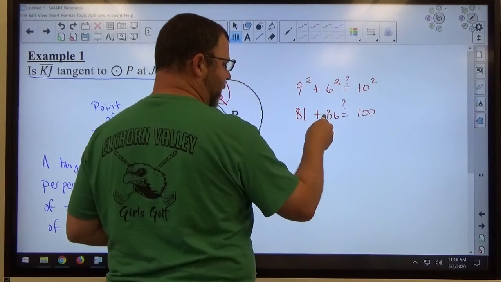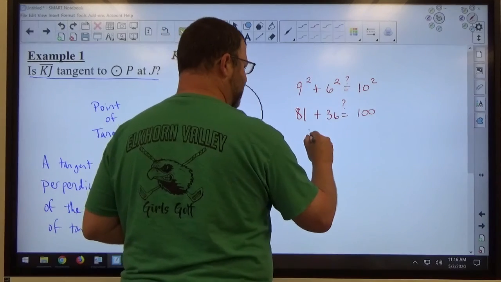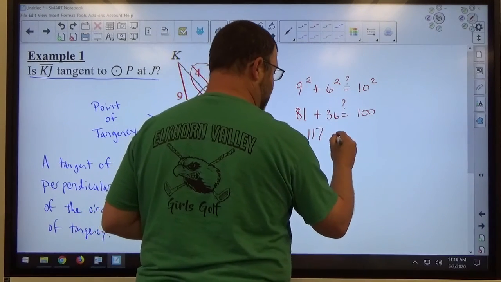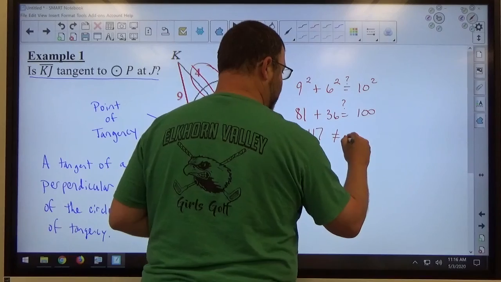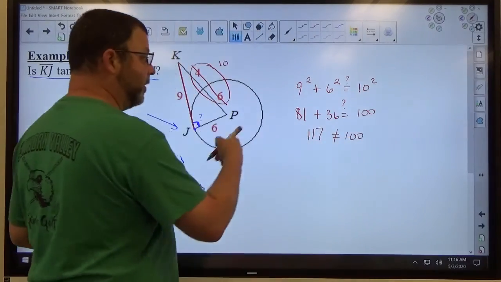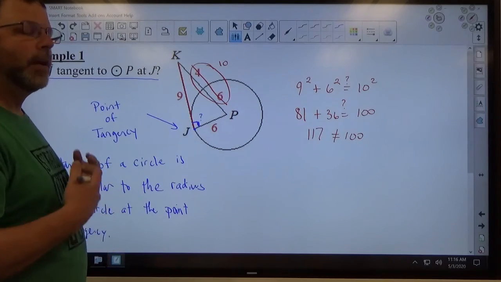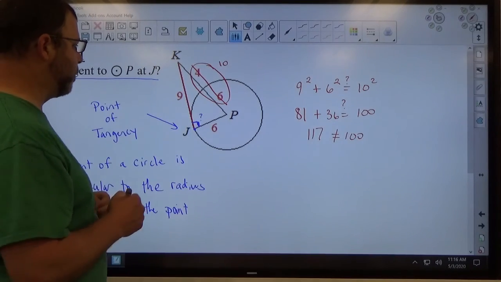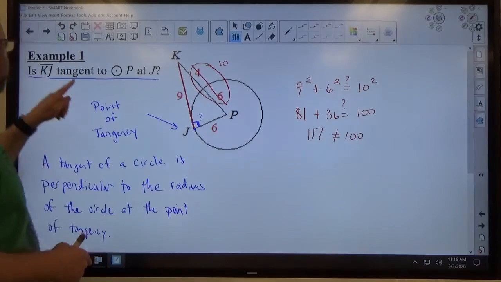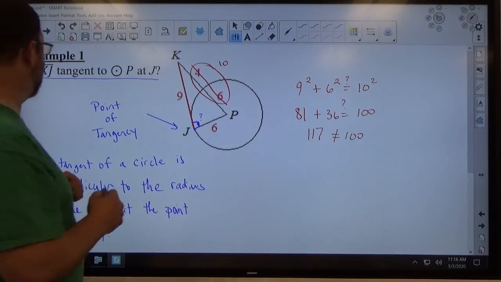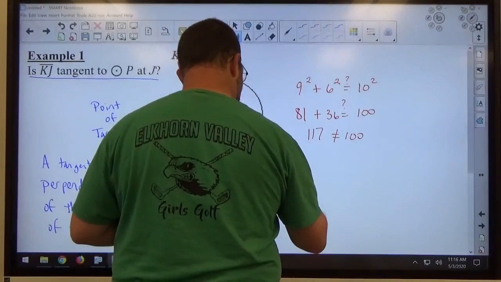Finally, if I add 81 and 36 together, I get 117, which obviously is not the same as 100. So since the sum of the squares of these two sides does not equal that squared, this is not a right triangle, therefore that's not a right angle, therefore KJ is not tangent. So is KJ tangent to circle P at J? No.